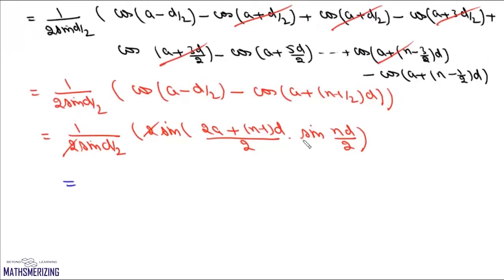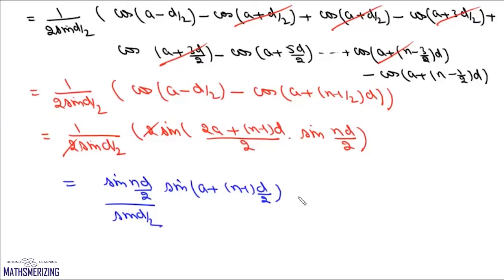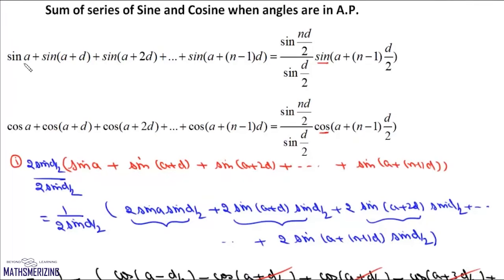We can write this result as sin(nd/2) into sin(A + (n−1)d/2) upon sin(d/2), which is the formula that we need to prove. If angles are in AP, then sin A + sin(A+D) + sin(A+2D) up to sin(A+(n−1)D), which is the sum of n terms, is given by sin(nd/2) upon sin(d/2) into sin(A + (n−1)D/2).